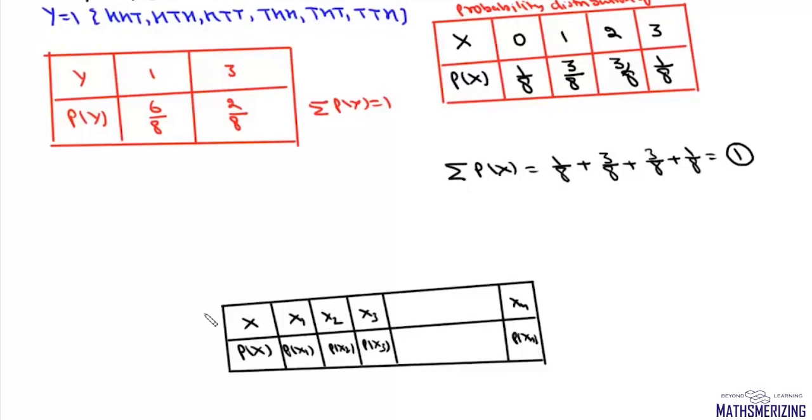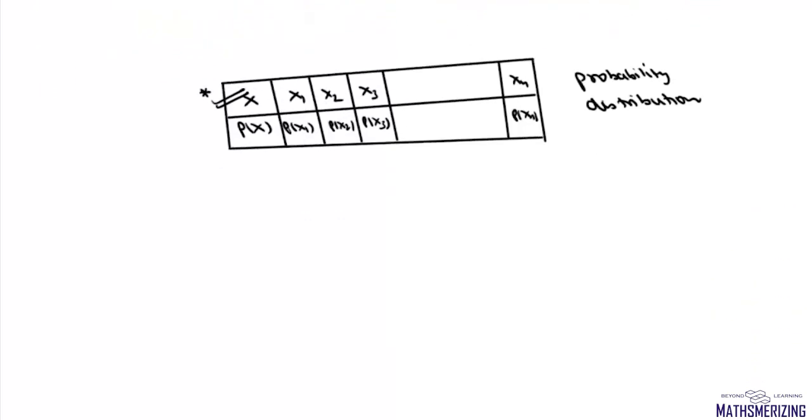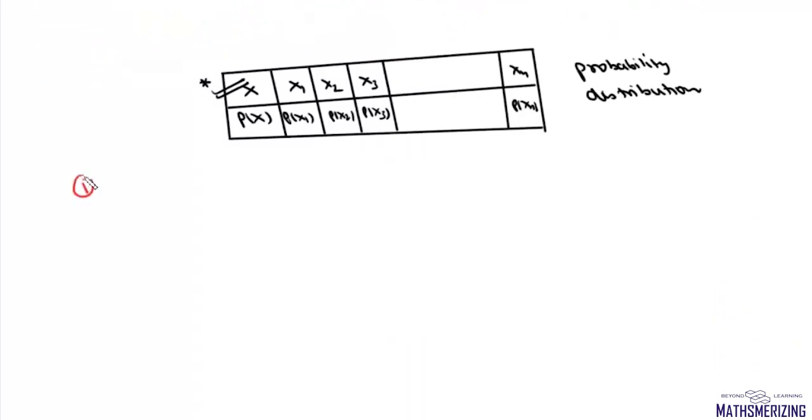Now once we have defined a probability distribution, we can find mean and variance of a random variable. So the first thing that we can define is its mean or average value, or we can say mathematical expectation of a random variable.